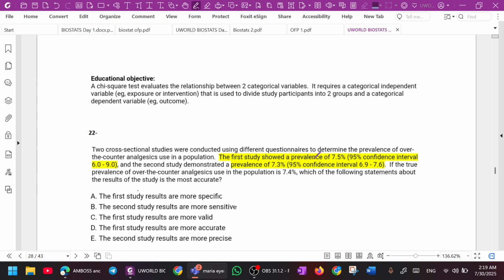Okay, I guess you can read the educational objective. A chi-square test evaluates the relationship between two categorical variables. It requires a categorical independent variable, an exposure or intervention that is used to divide the study participants into two groups, and a categorical dependent variable, the outcome. Okay, next.